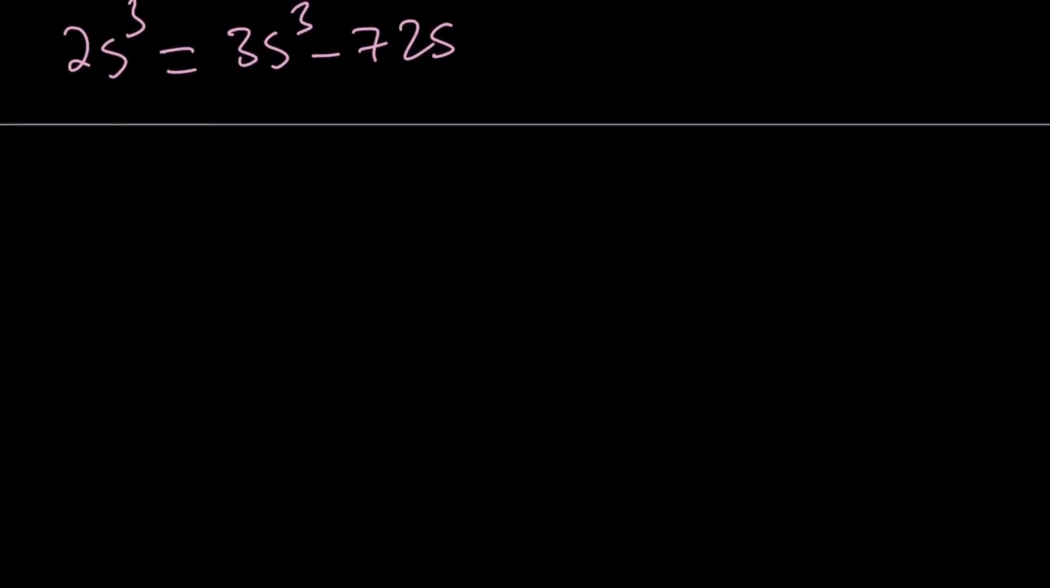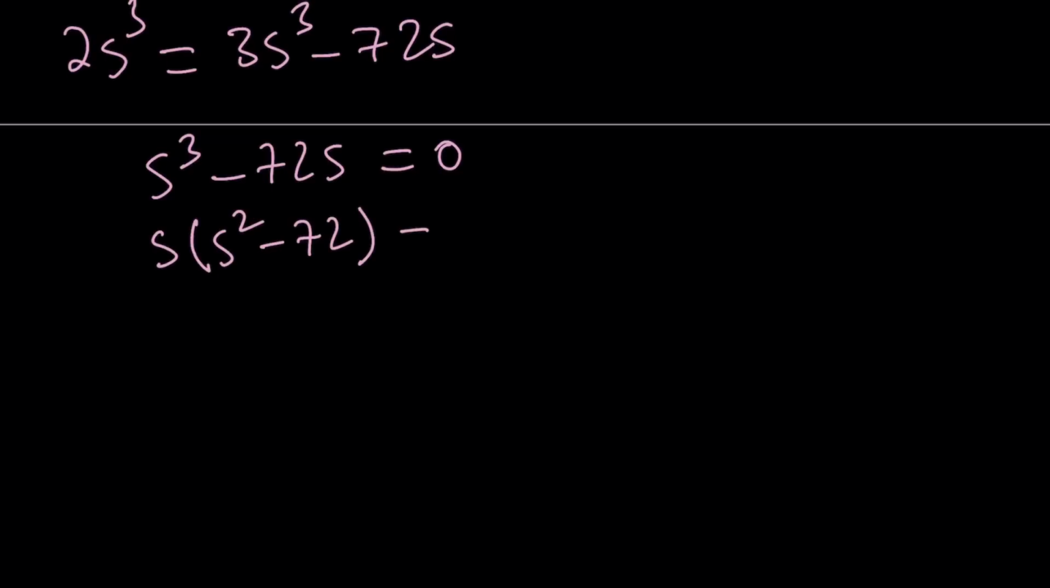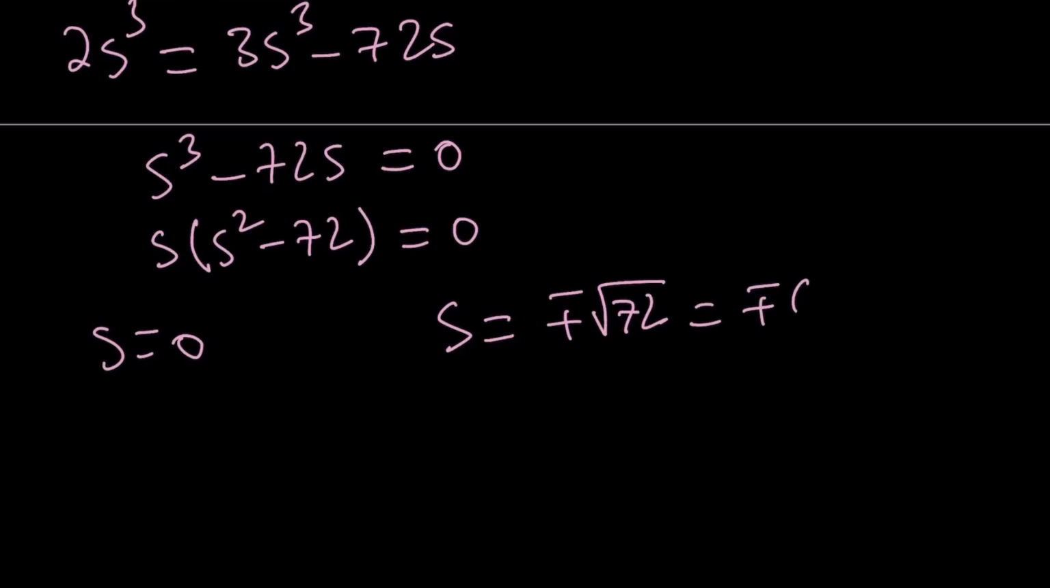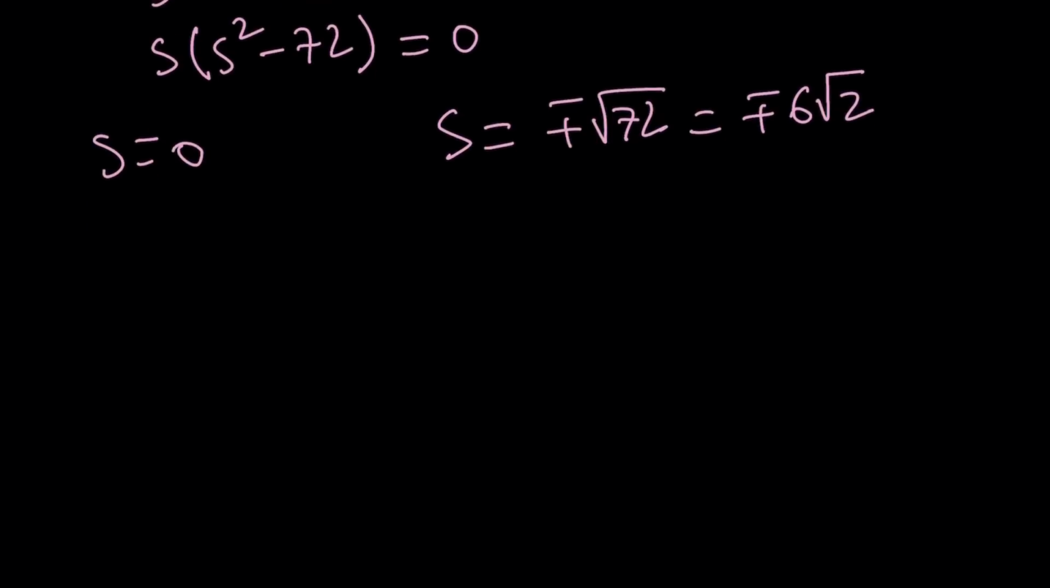If you put everything on the same side, don't just cancel out anything, don't divide by s, just put everything on the same side, and then you're going to factor, right? What am I going to do here? I'm going to take out an s, and this is going to give me s squared minus 72 equals 0. Yay, from here I get s equals 0, but I also get s equals plus minus square root of 72, which can be written as plus minus 6 root 2. Okay, let's not worry about the 6 root 2. Let's just worry about the 0 because that's the most interesting part.